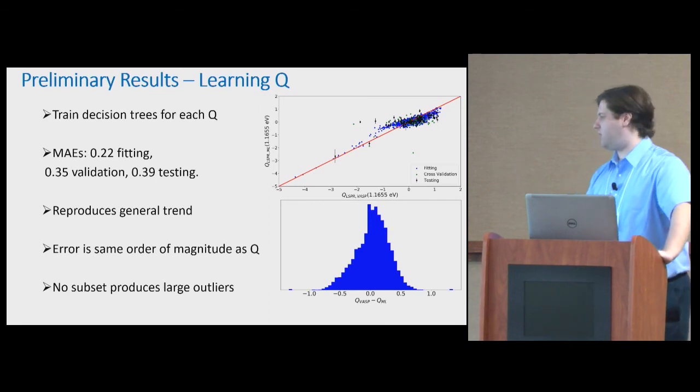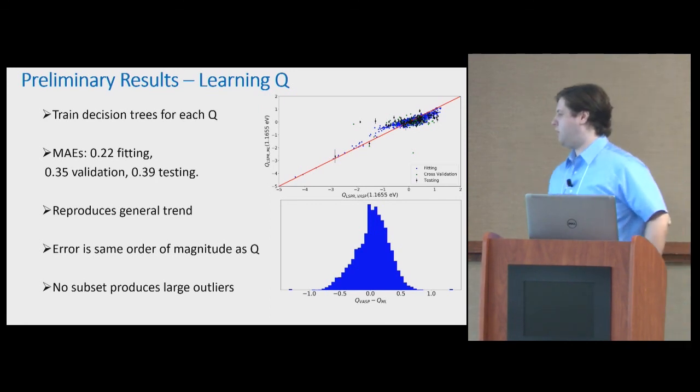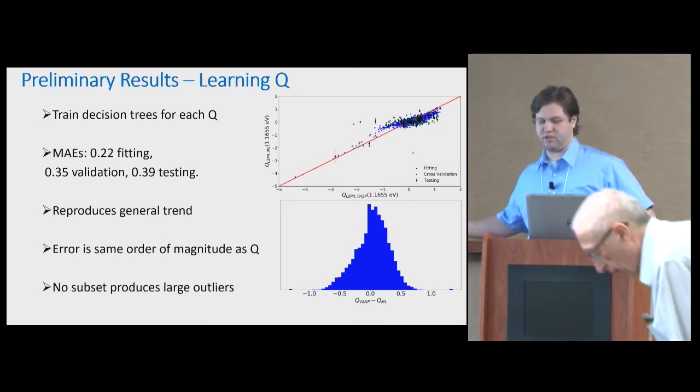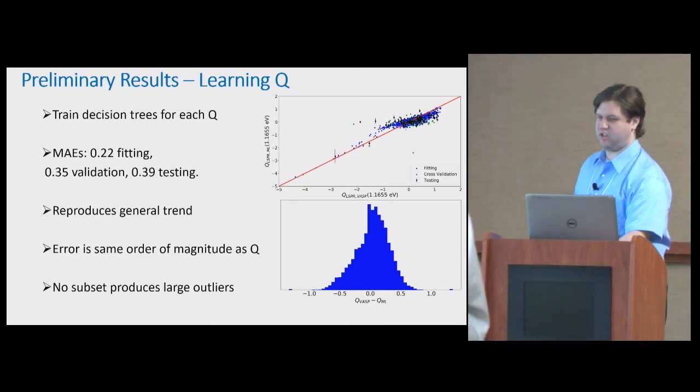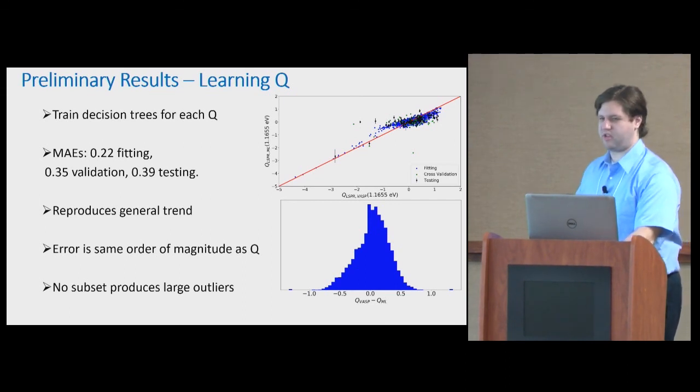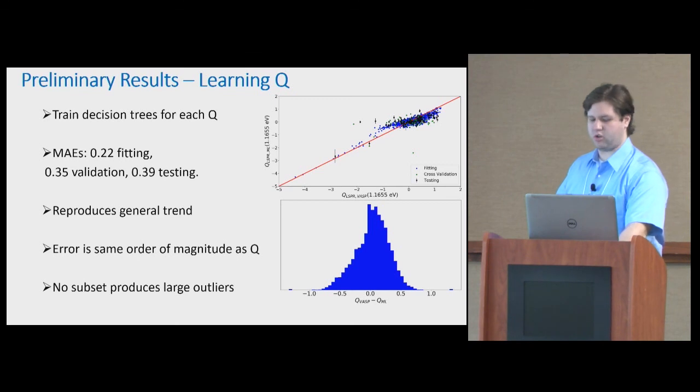If we look now at the distribution of the errors, the bottom figure here, the VASP calculated quality factor minus the machine learned quality factor, what we see is a roughly Gaussian distribution, so there's no one subset which provides particularly large errors.